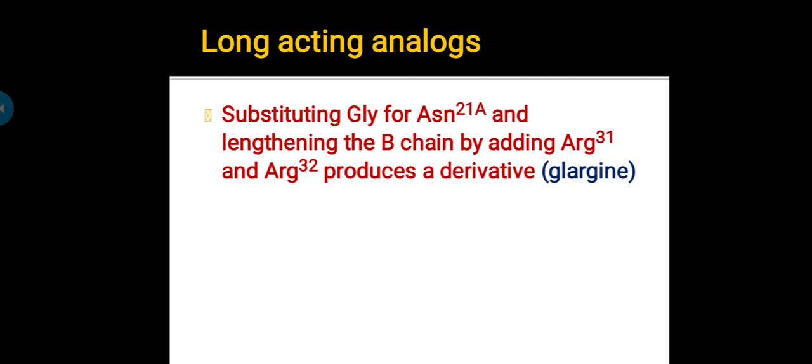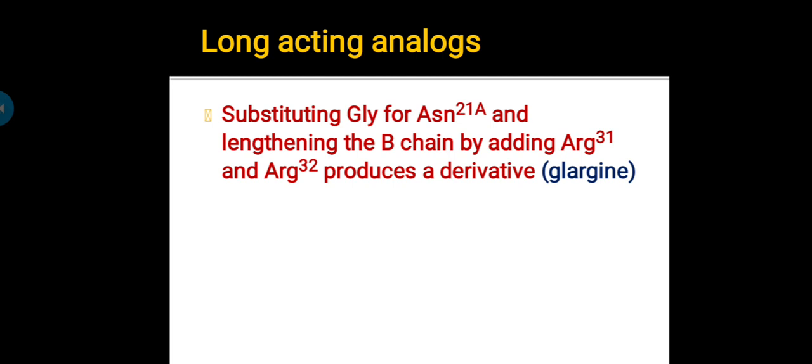Next, long-acting analogs: substituting glycine for asparagine. ASN is asparagine and ASP is aspartic acid. So here the change is in the A chain. Previously, short-acting insulins are changed in the B chain, but in long-acting insulin the changes are mainly in the A chain. Substituting glycine for asparagine at position 21 of the A chain, and lengthening the B chain by adding arginine 31 and arginine 32, produces a derivative called glargine.